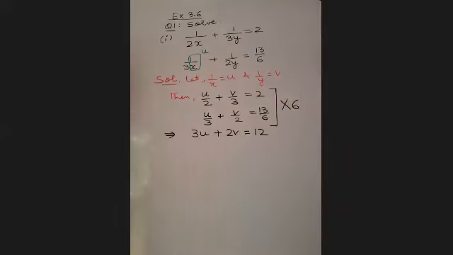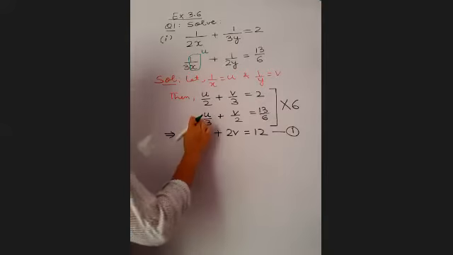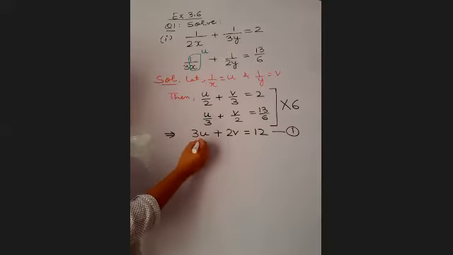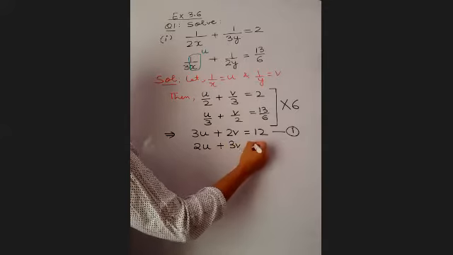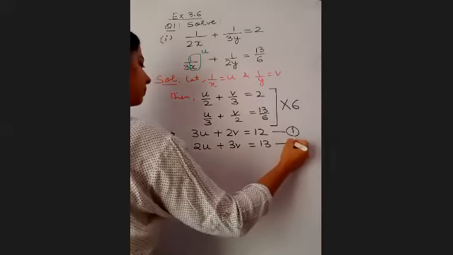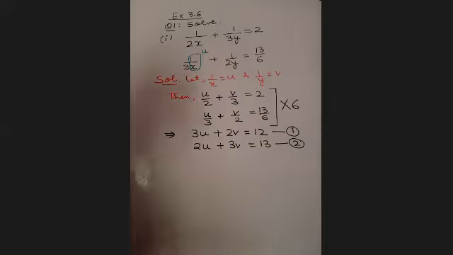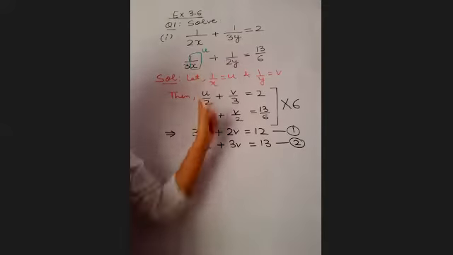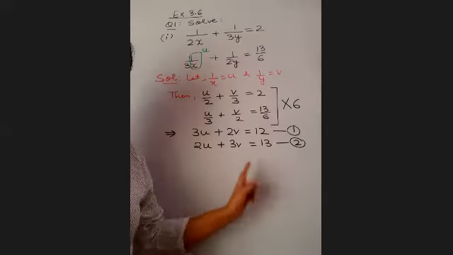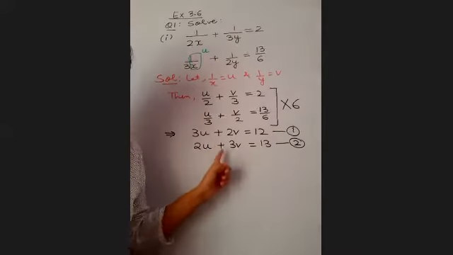2 into 6 is 12. And the next one would be u upon 3 into 6, which is 2u, plus 3v is equal to 30. Now we shall solve these two linear equations. These were non-linear, but now these are linear equations with degree 1. So we are going to solve these two equations for u and v.